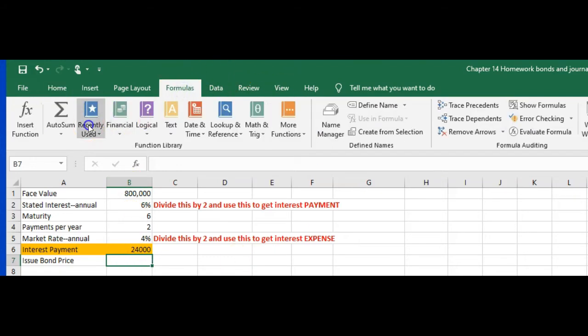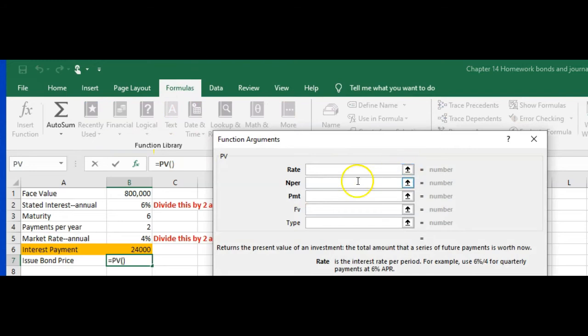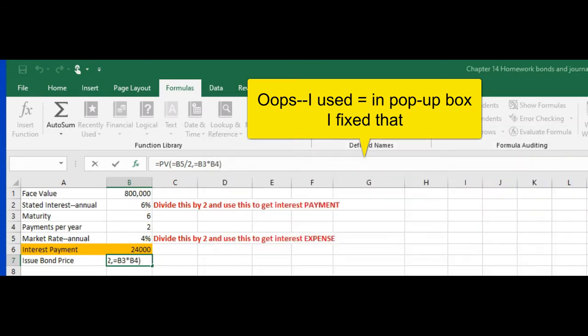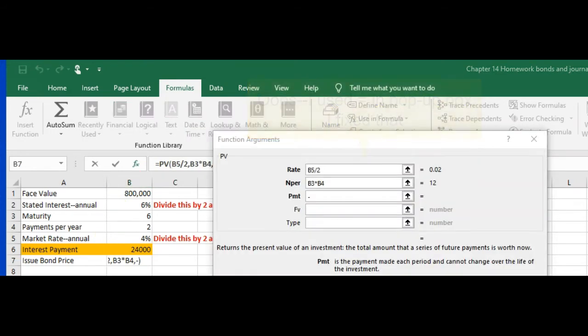So go to formulas. I know I recently used PV, so I'm going to plug in the rate. Now remember, this is going to be the market rate divided by 2. Number of periods is going to be equal to the number of years times our compounding periods or payment periods. Okay, and when I get ready to do the payment, I'm going to put a negative sign first and then click on this cell.